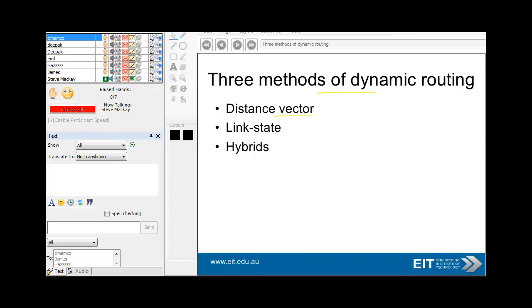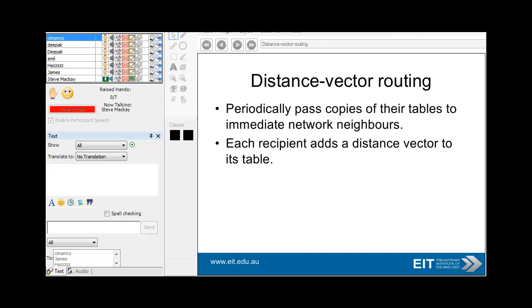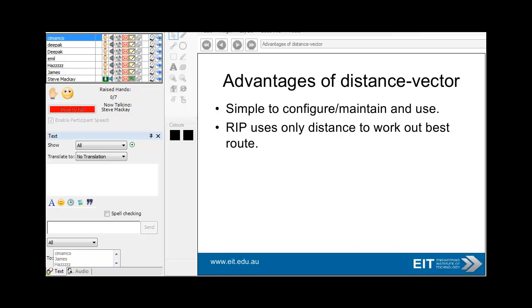Two methods of dynamic routing: distance vector, link state, and hybrid, which is a combination of those two. Distance vector, probably the most famous one is RIP, Routing Information Protocol, and that basically has a table of its connections, what each router is connected to, and that passes through to the network, to the other routers who are next door to it, and will then update their tables.